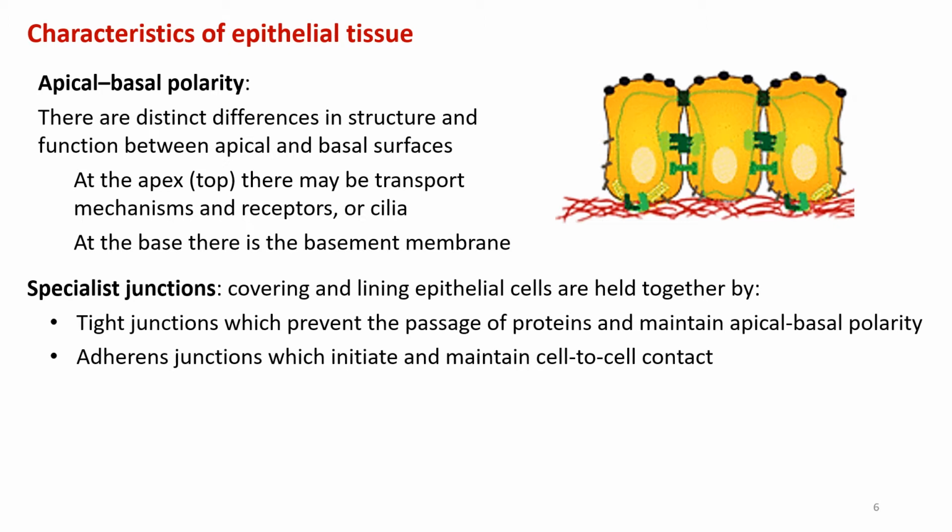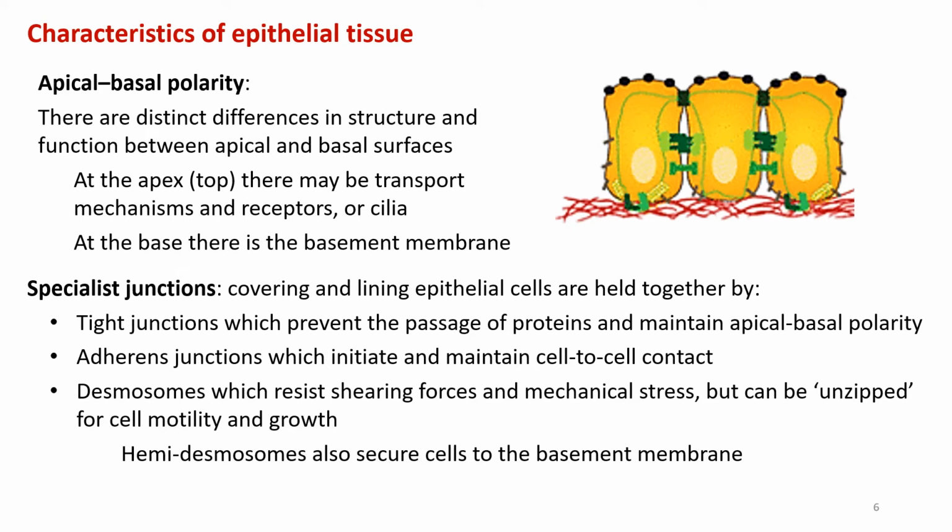Adherens junctions are another type of junction you may come across. These initiate and maintain cell-to-cell contact. And that cell-to-cell contact can be very important, particularly in terms of proliferation of epithelial tissue. Desmosomes are another specialist junction. Desmosomes resist shearing forces and mechanical stress.